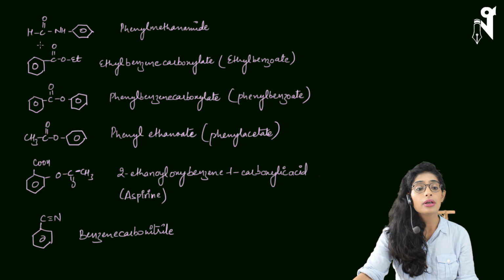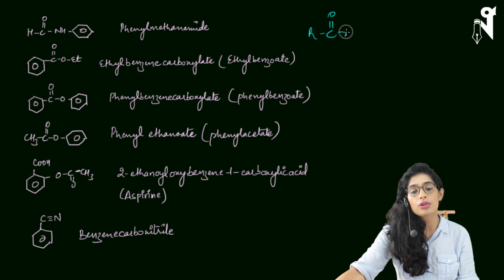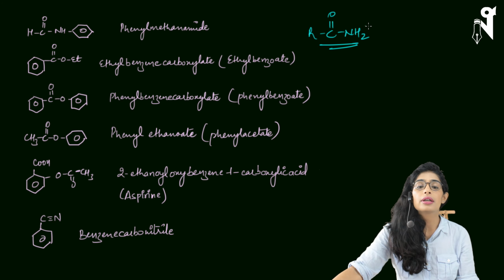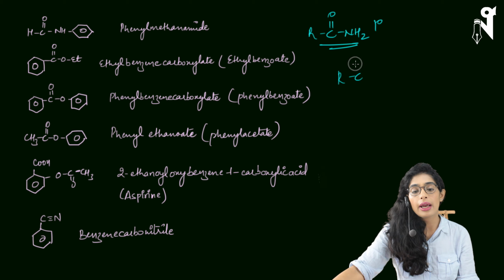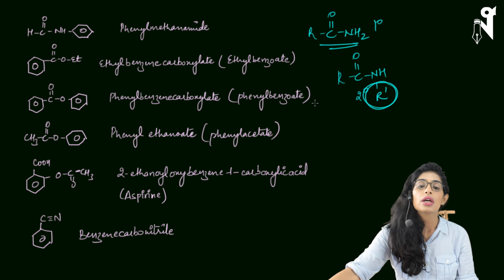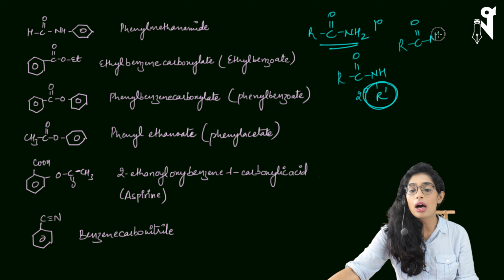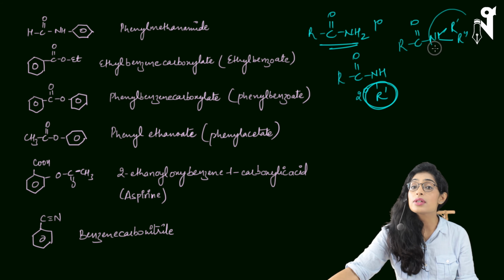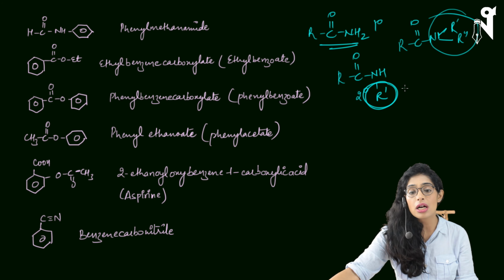For example, look here. I told you RCONH2 is your amide group. This is your primary amide. RCONHR dash, this is your secondary amide, where this R dash will always be acting as a branch. And RCON(R dash)2. So basically, these R groups are always going to be acting as branches, and RCONH.